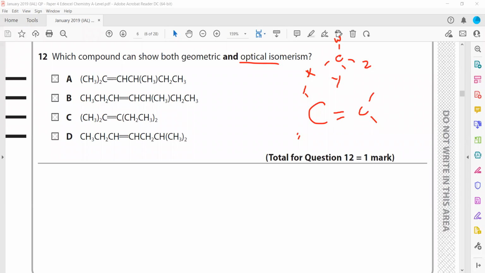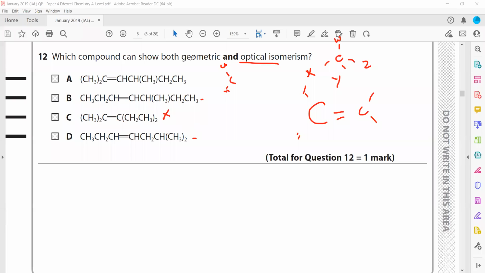So when we check the options, this cannot be geometrical. Why? Because carbon is bonded with 2 methyl groups, so no possibility of geometrical isomer. This can have geometrical. This cannot have geometrical because CH3 bracket 2, so 2. And this can also have geometrical.